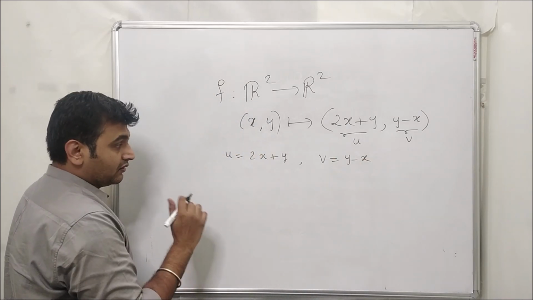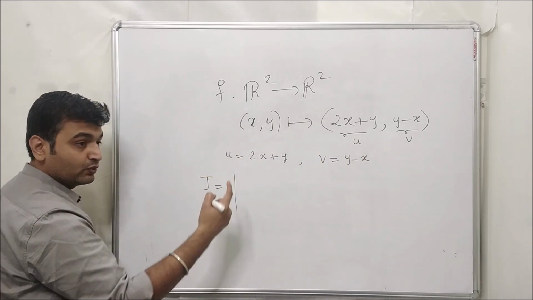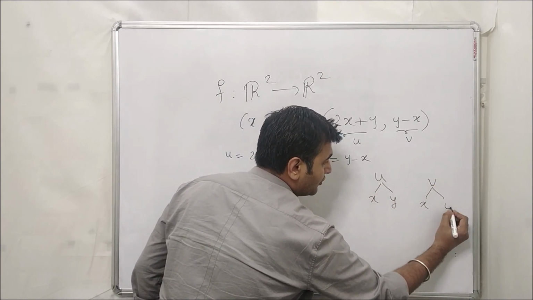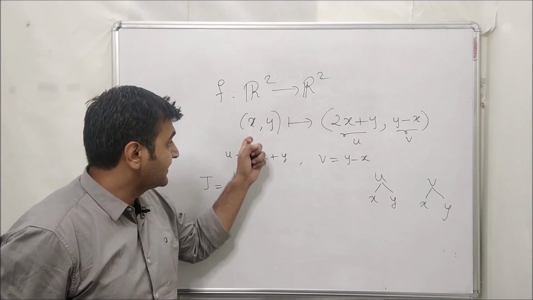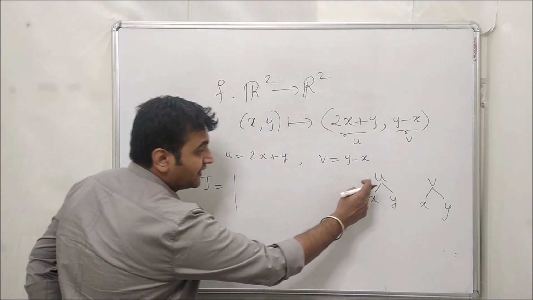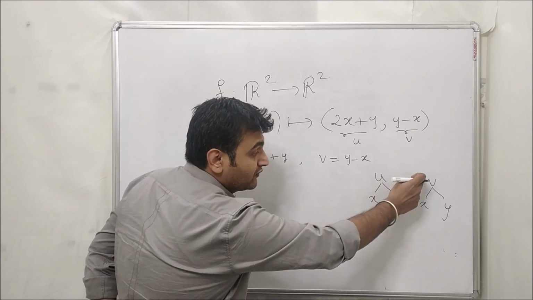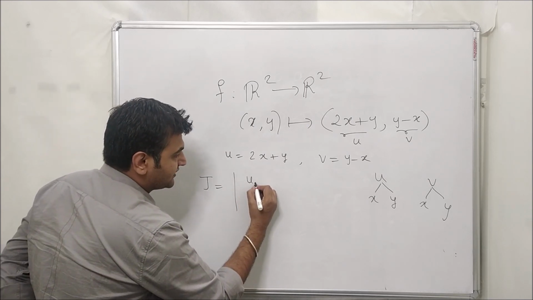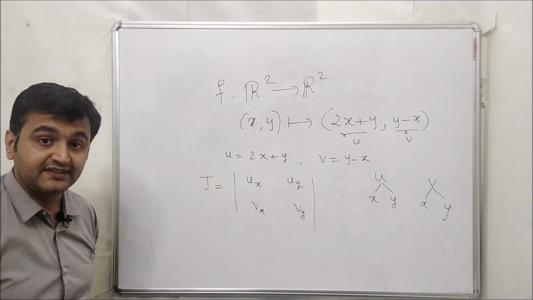So Jacobian is defined as follows, whatever output you have. Since your output is u and v, your u is depending on x and y, your v is also depending on x and y. So your u and v are dependent variables, whereas your x and y are independent variables. Jacobian is defined as the rate of change of u with respect to x, with respect to y, rate of change of v with respect to x and with respect to y. That means the partial derivatives: ux, uy, vx, vy. This is how you define the Jacobian.